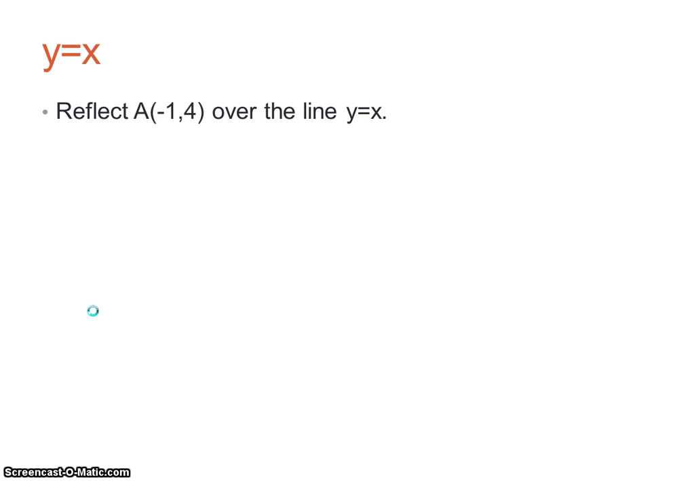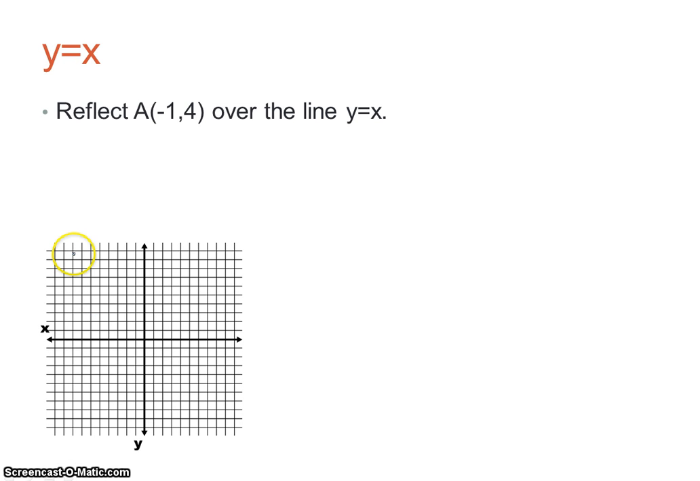Now let's look at reflecting a point over the line y equals x. So first we know y equals x has a slope of 1, and it starts at 0, 0. So our line looks something like that. This is a little different than we've been doing. We've just been doing vertical and horizontal lines. So now we're going to look at a slant. Our point is negative 1, 4.